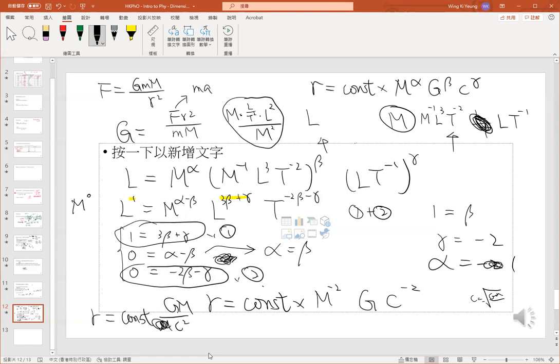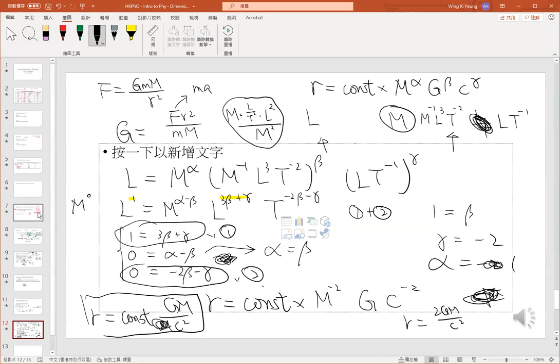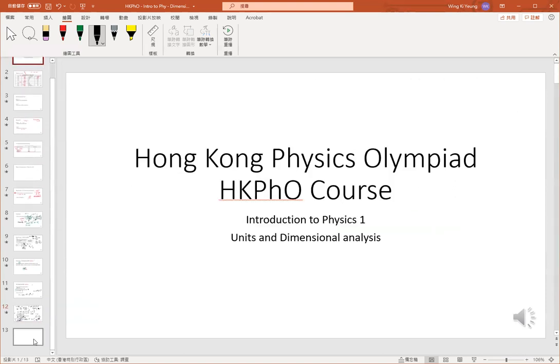Okay, so R is some constant times GM over C squared. Okay, this is the form. But actually, the formula is R equals 2 GM over C squared. But you know why? Because we can't guess the constants by using dimensional analysis. What you can do is derive it, or do the experiment. Okay, so that's it for the dimensional analysis. So that's also it for this lesson.